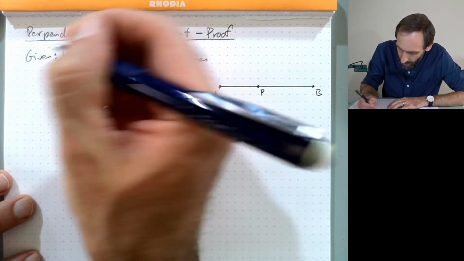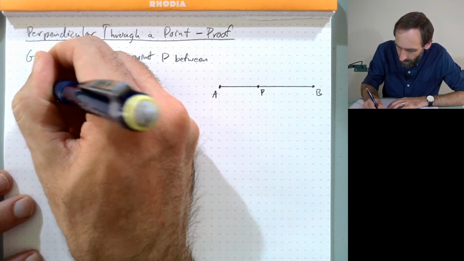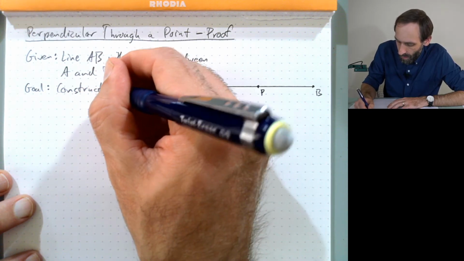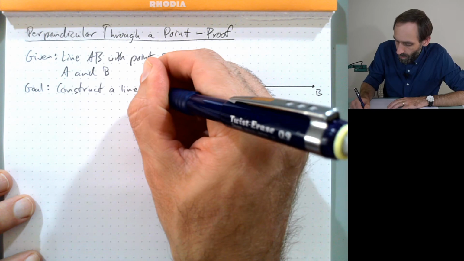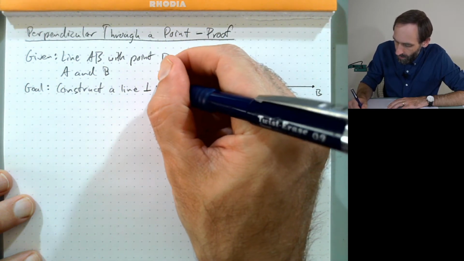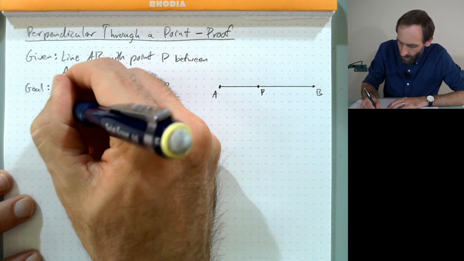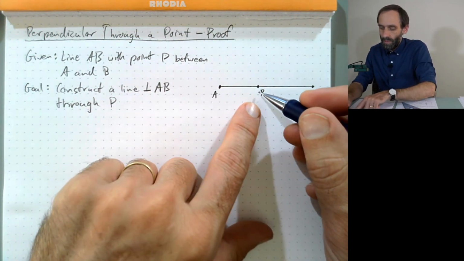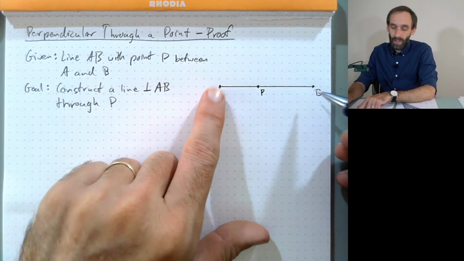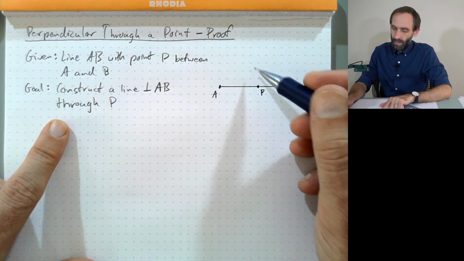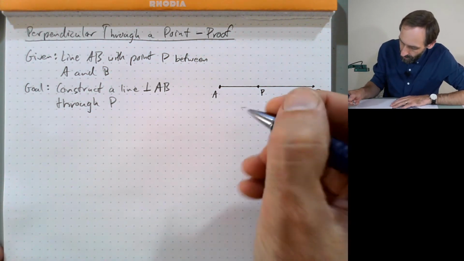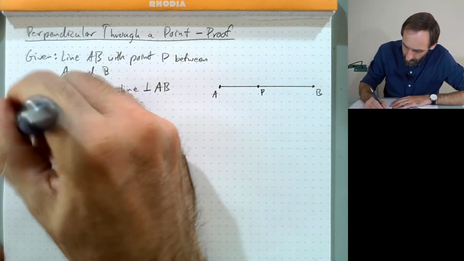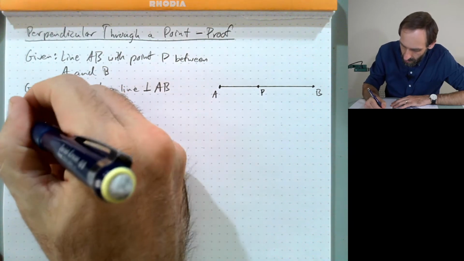And now our goal, so we want to construct a line perpendicular to AB through the point P. So given the line AB with a point P that's in the interior between A and B, construct the line that's perpendicular to AB through point P. Okay, so step one, as you saw in the construction, is to draw a circle.